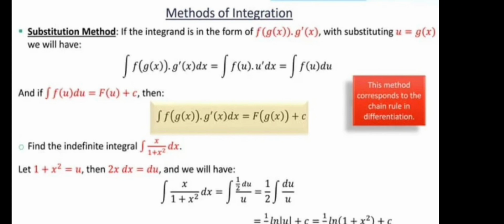If the integrand is in the form of f of g of x times g dash of x, by substituting we will have the integral of f of u du. And if we want to find the indefinite integral, let 1 plus x square equal u, then 2x dx equals du, and we will have the integral in terms of u.